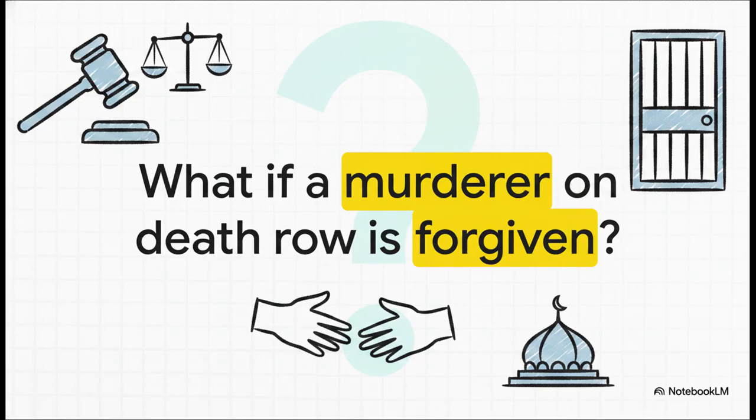I want you to consider this deeply provocative scenario. The trial is completely over, the high court has confirmed the sentence, the killer is literally sitting on death row awaiting execution. But then, out of nowhere, the victim's family decides they want to forgive the killer. What happens? Now, in many Western legal systems, the state carries out the execution anyway, because the crime is ultimately considered an offense against the state itself. But in Pakistan, this exact scenario introduces a massive, life-altering narrative twist.